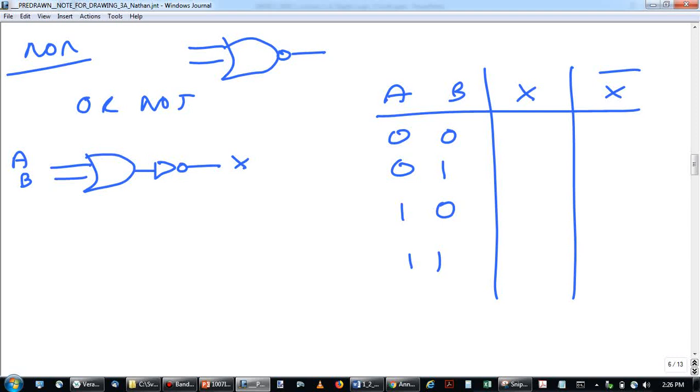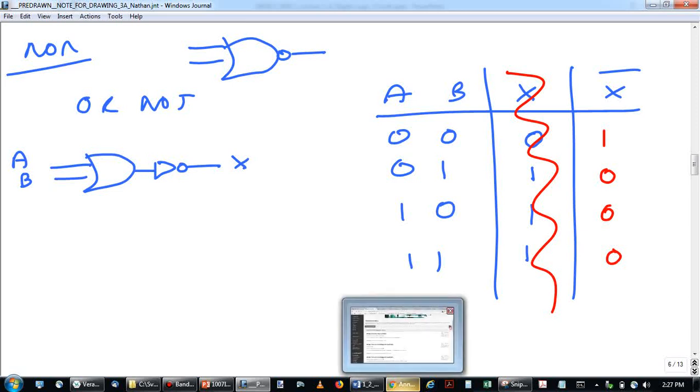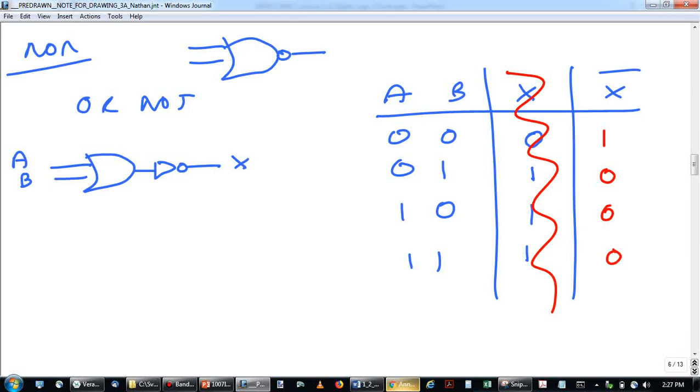So what was OR? 0 or 0 is? 0, 0 or 1 is? 1, 1 or 0 is 1, 1 or 1 is 1. So if I flip each of those bits, I'm going to get 1, 0, 0, 0, and that's my NOR gate. Okay? Again, I can generate it just by understanding what OR is, because it's just the opposite of OR.